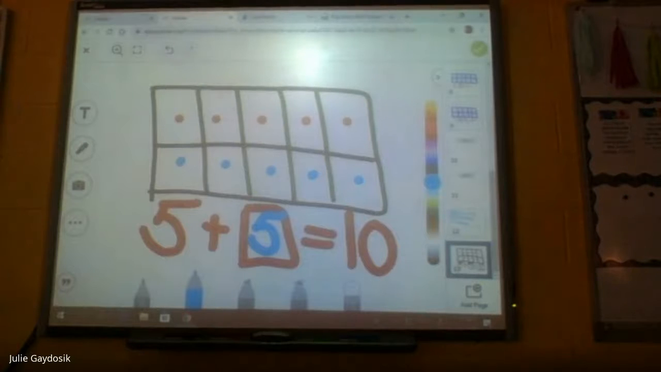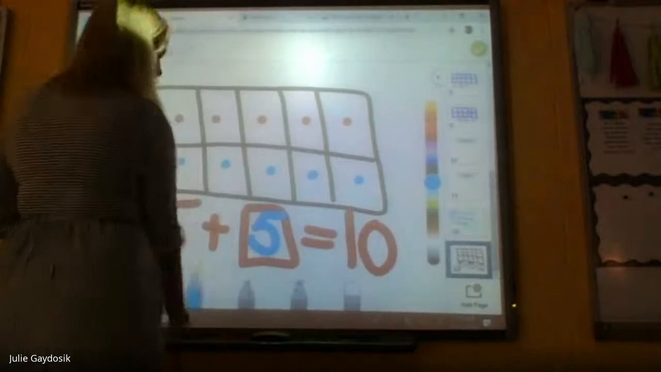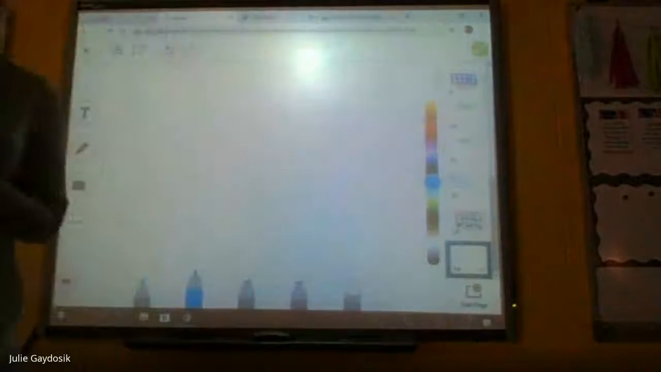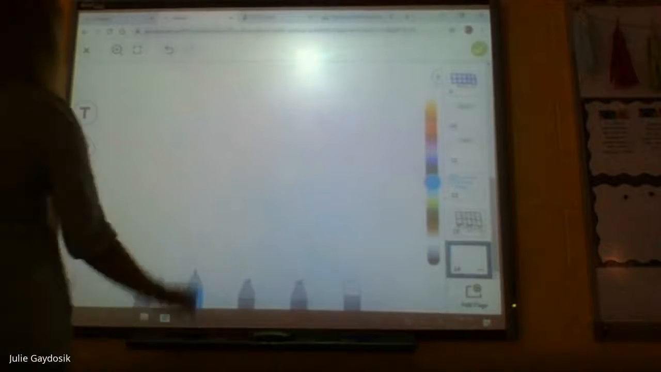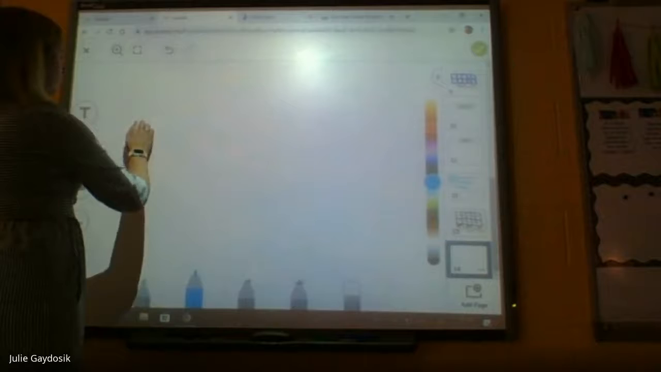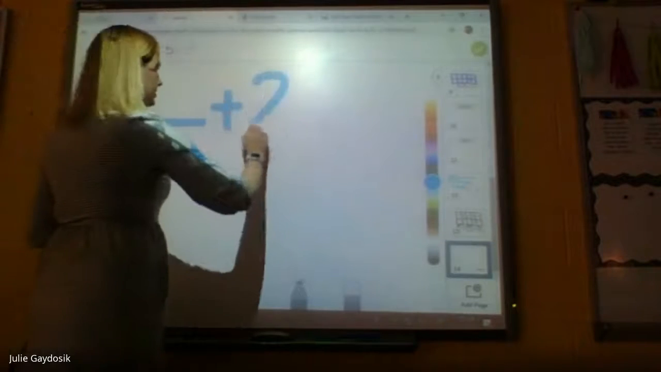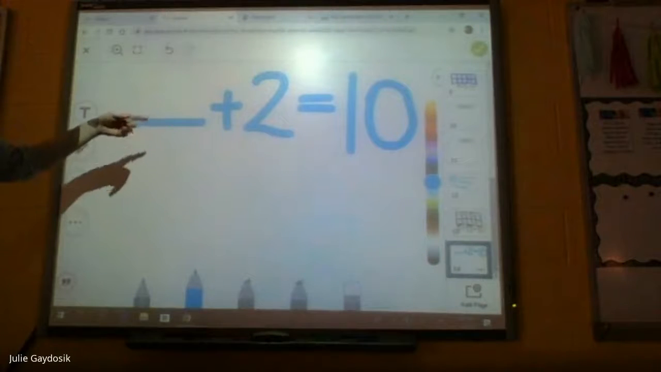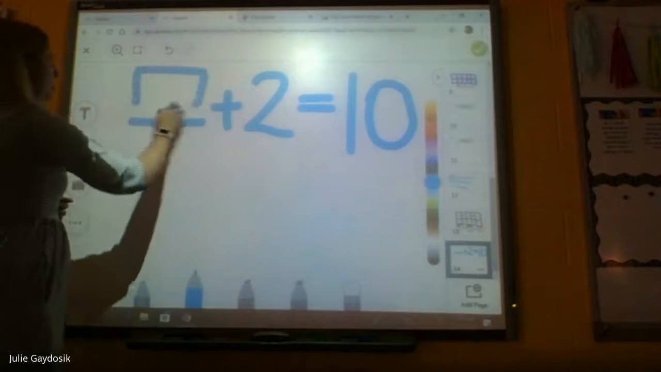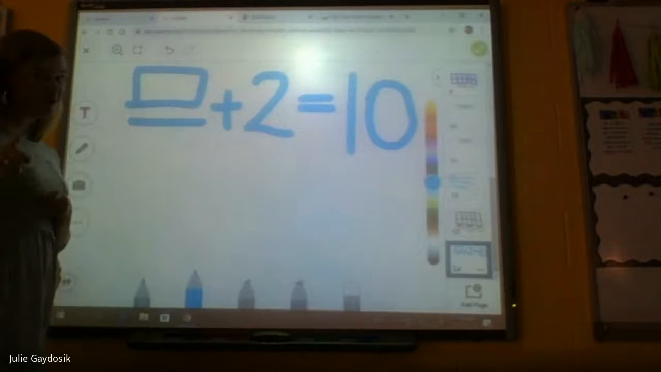Now, what I want to go over before I let you go, and before you get started with that Seesaw activity, I want you to turn to page 165. We're going to go over problem number 9. Problem number 9 has unknown plus 2 equals 10. You're probably thinking, we've never seen an equation where the unknown was in the first position. That's right, you haven't. But you do know how to fill in a tens frame.